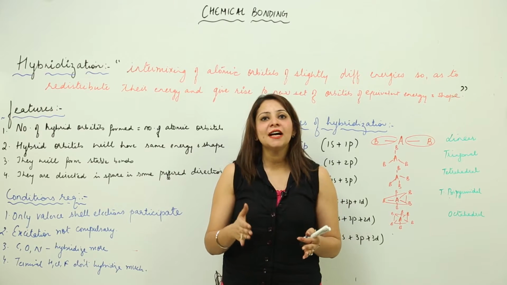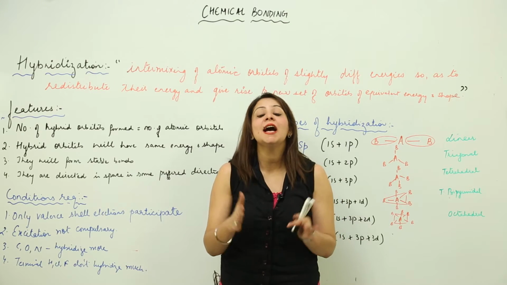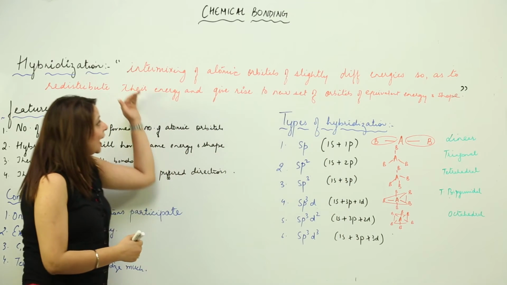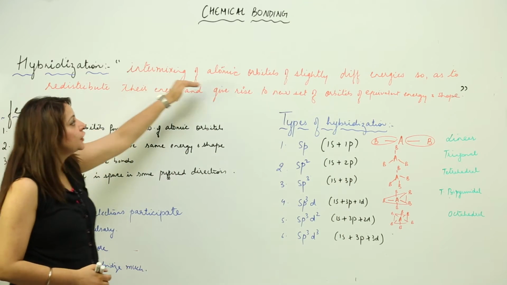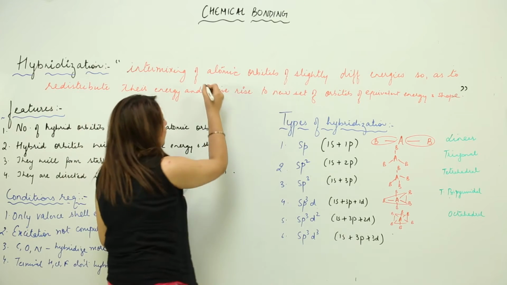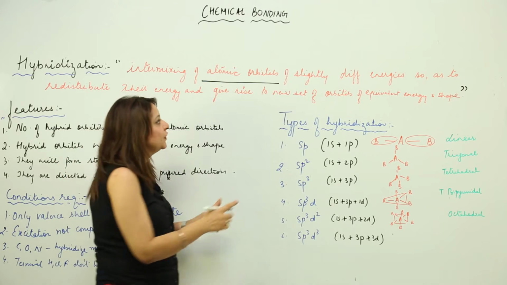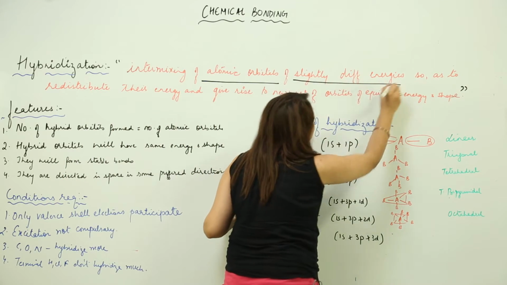Now we are going to start with an important topic, that is hybridization, right. See, what is hybridization? It is actually intermixing of atomic orbitals. What atomic orbitals? Those atomic orbitals which have slight difference in their energies.